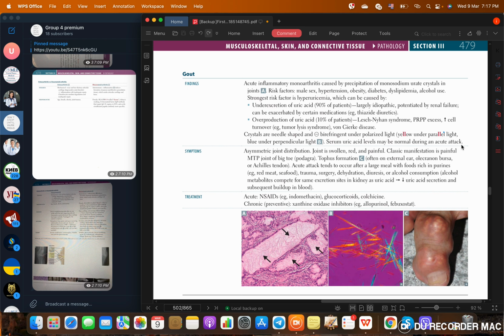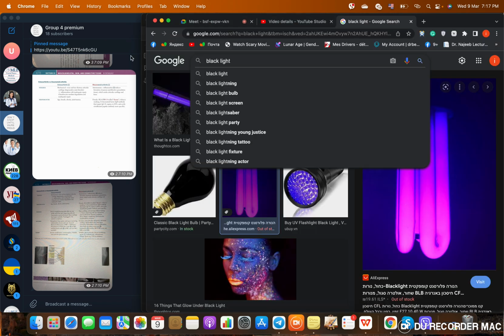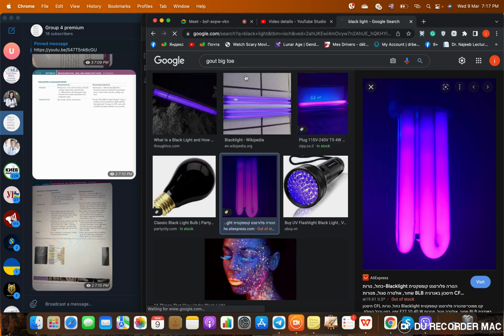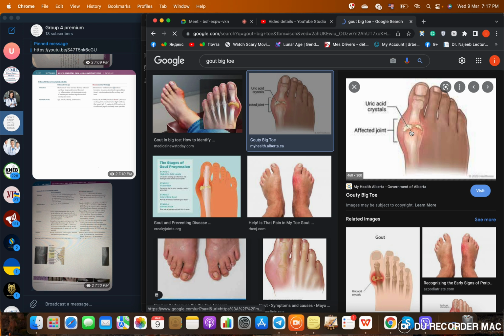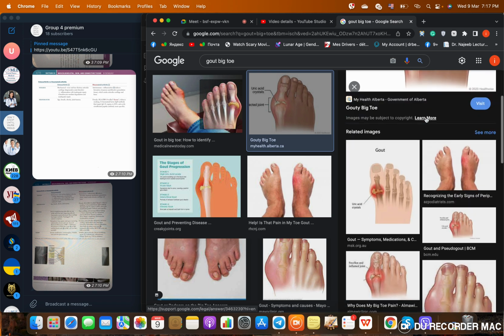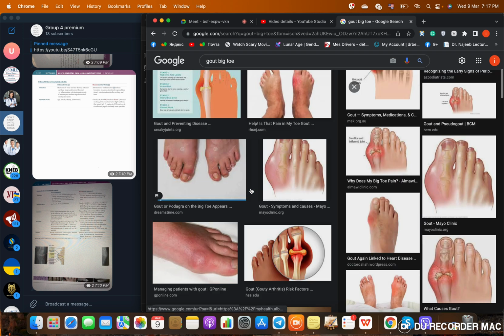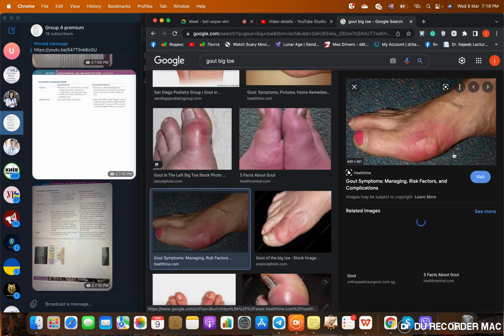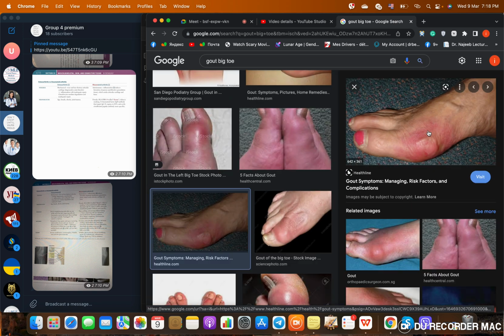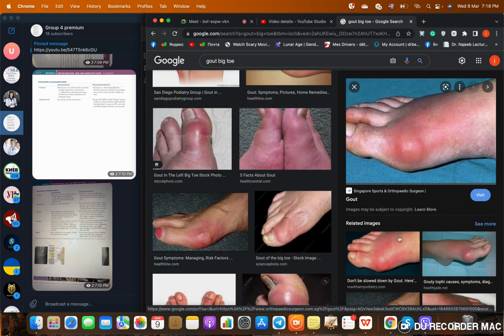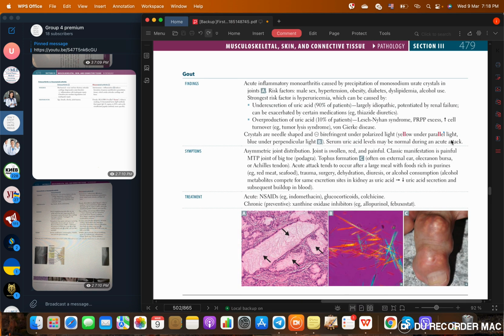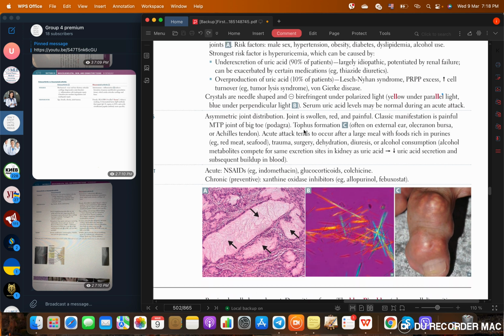Classical manifestation is pain in the MTP joint of the big toe. Let me show you this metatarsal joint. So basically the pain is just right here, the MTP joint, metatarsophalangeal joint, right? You can see how it is becoming enlarged and you need to tap it. Well, anytime you hear the word, you need to tap it. Tapping it means putting a needle and taking fluid out, right? So, let's see.